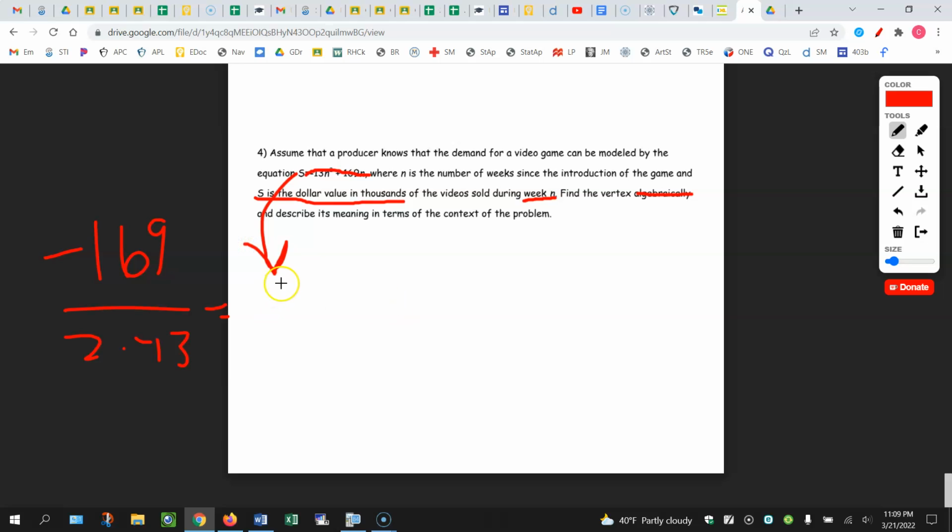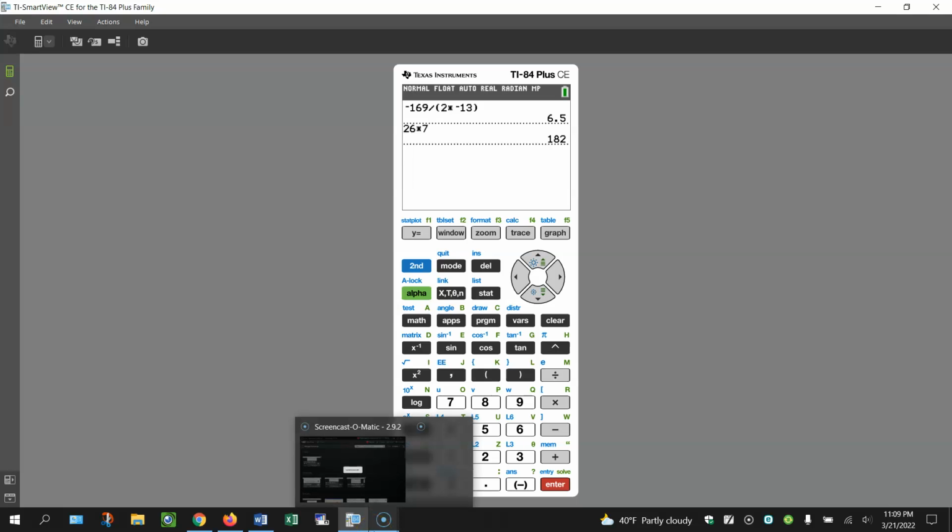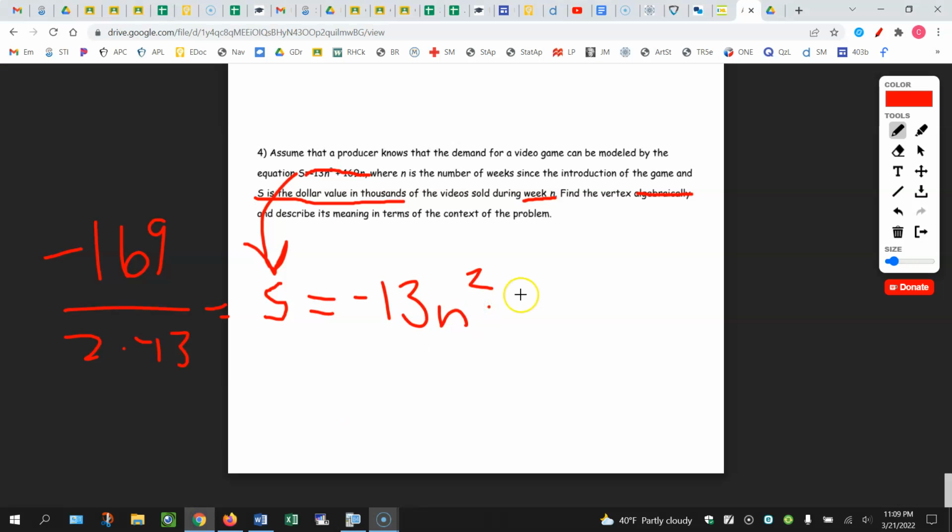So here's what we're going to change this to. S equals negative 13 n squared. Okay, 26. Let me do a quick calculation here. 26 times 7, 182. All right, let's change it to 182. Otherwise, we're going to have a problem. All right, so we're going to make this plus 182n.